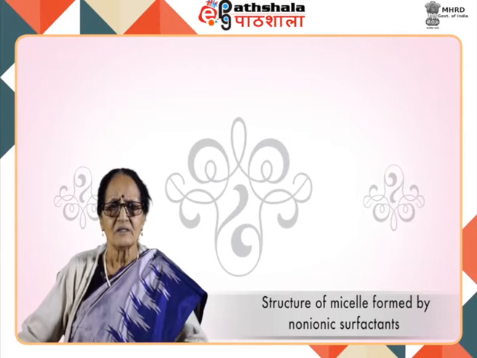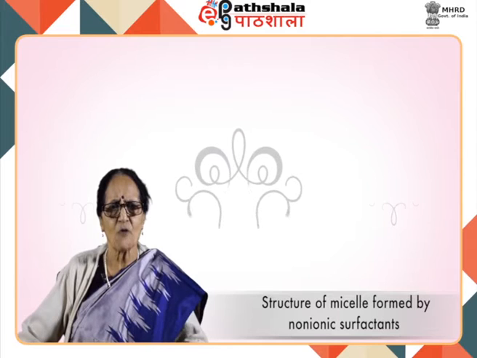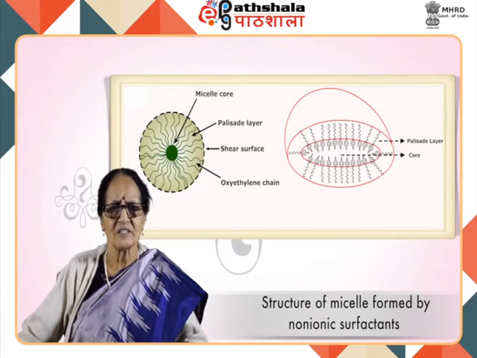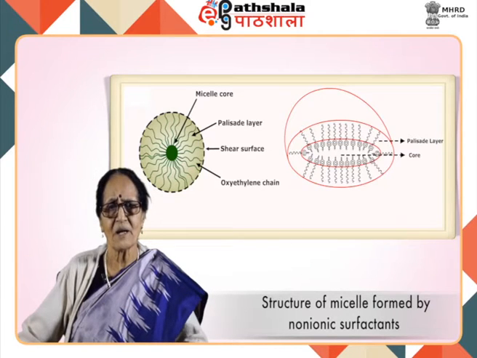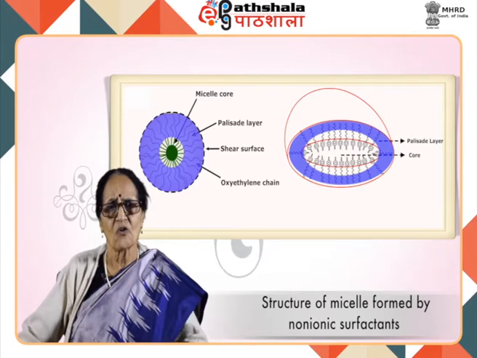Let us now turn to the structure of micelle formed by non-ionic surfactants. Here, firstly, the structure is essentially the same, except the counter ions are not present in the outer region, but rather coils of hydrated polyethylene oxide chain. Secondly, they are larger than their ionic counterparts and may sometimes be elongated into an ellipsoid or a rod-like structure. Thirdly, they have a hydrophobic core formed from the hydrocarbon chains of the surfactant molecules surrounded by a shell. This shell is called the palisade layer. This shell is composed of the oxyethylene chains of the surfactant, which is heavily hydrated, as you can see in the figure.